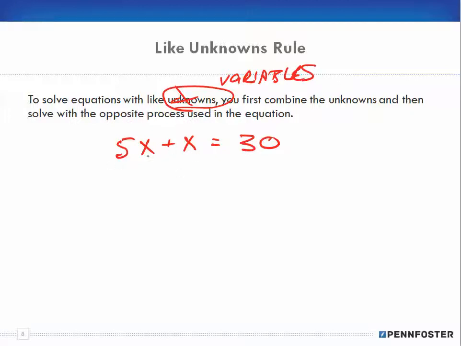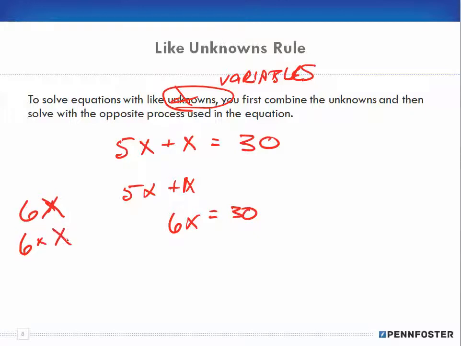So yes, I have to combine these variables. Remember, the plus x means that's a plus 1x, right? So if I have 5x and I have 1x, 5 plus 1 is 6. I combine them, making it 6x, and that is equal to 30. Now, the 6x means that is 6 times the variable x.